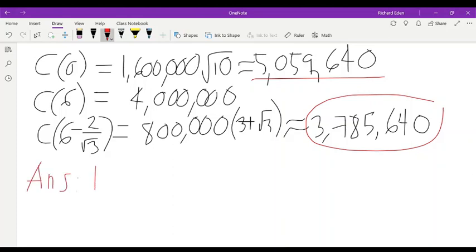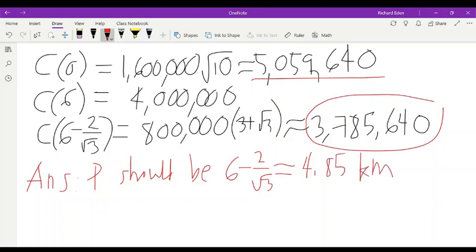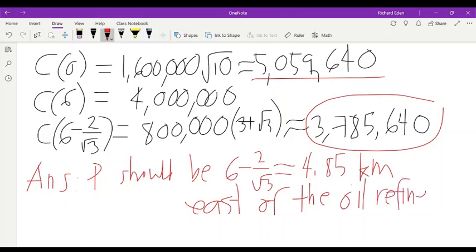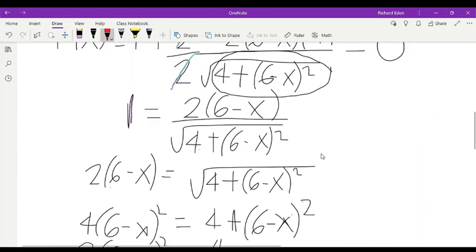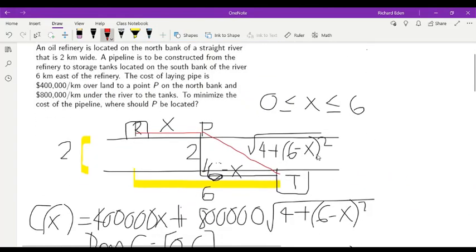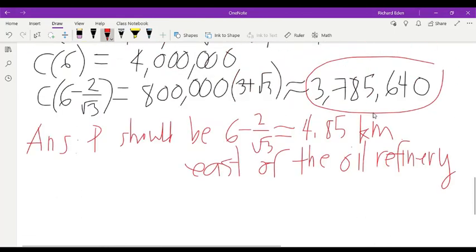All right, P should be 6 minus 2 over the square root of 3, which is approximately 4.85 kilometers east of the oil refinery. All right, almost done here. Just finishing up the sentence. So that's where you should place point P. It's roughly 4.85 kilometers to the east of R to minimize the cost. Yay! Alrighty, that's the answer.